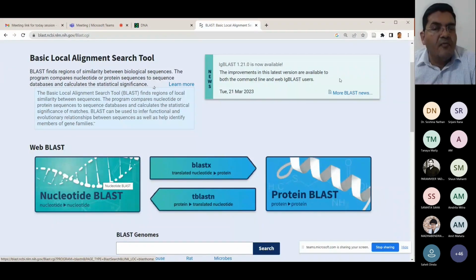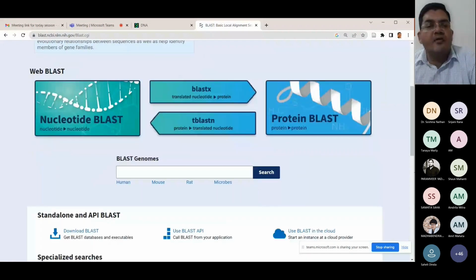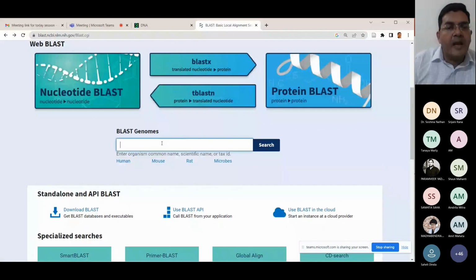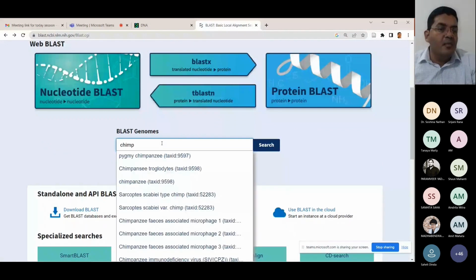So because we know that we want to search only in chimpanzee, we'll select our genome here, right? Common name. So I'm putting in CHIMP, and now you see it is going to prompt me. I select Pan troglodytes, the chimpanzee, right? And you see the ID is the same, 9598. So this is the normal chimpanzee, which is called Pan troglodytes. So we'll select this, right?